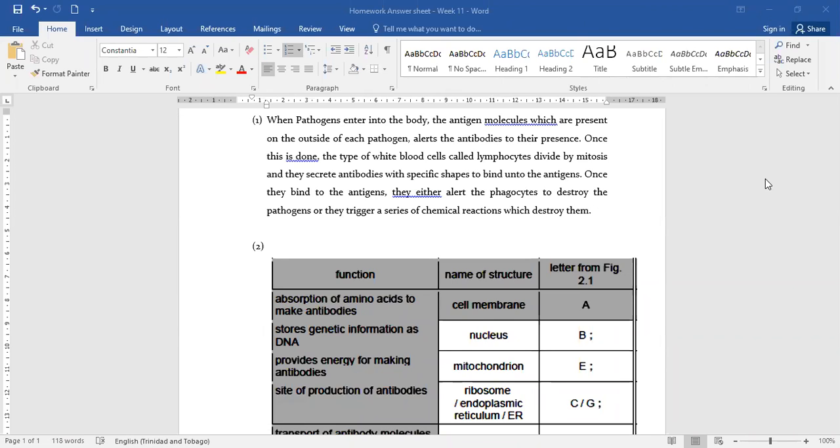Apart from that, you had the site of the production of antibodies. Remember, this is a lymphocyte, so you will have an area where the antibodies would be produced, and in that cell it would be in the ribosomes or the endoplasmic reticulum. So if you had C and ribosome, you would get it correct. If you had G and endoplasmic reticulum, you would have gotten it correct.